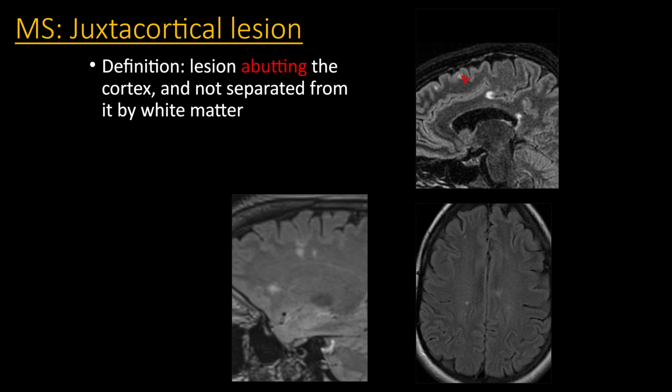For instance, this particular lesion, I would not call juxtacortical because it has a sliver of white matter between it and the cortex. This lesion even here, I wouldn't call it juxtacortical because it has this sliver of white matter between it and the normal cortex. But this particular lesion, you can call juxtacortical. And again, this is the same case as this one.